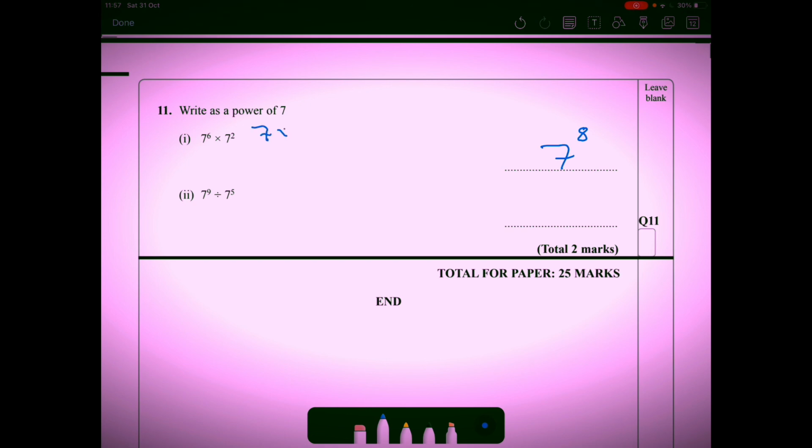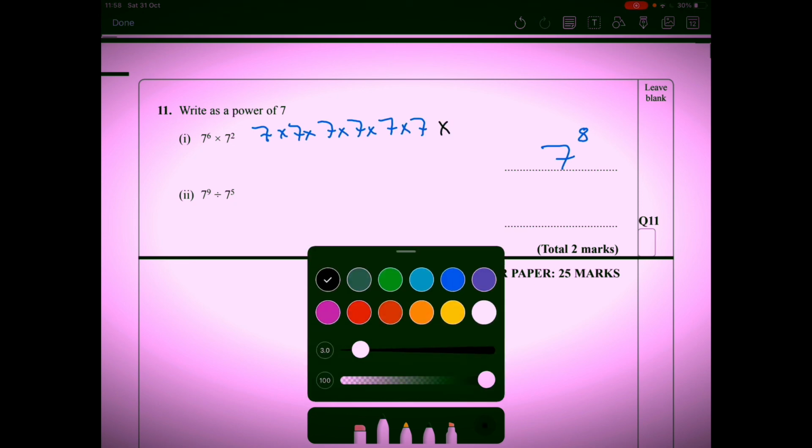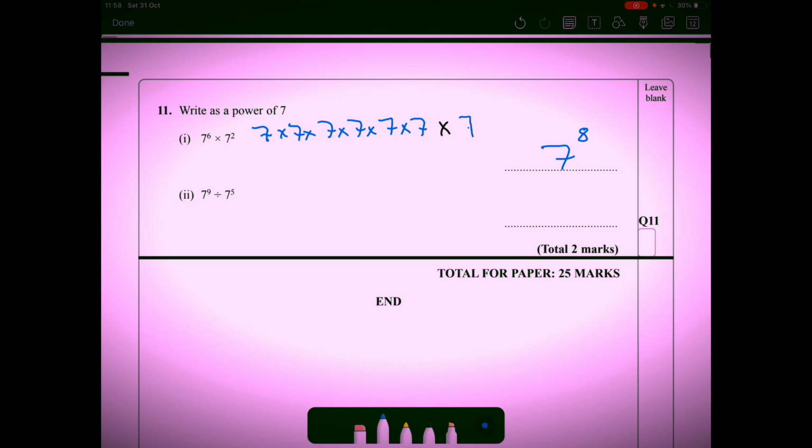7 to the power of 6 can be written like this. That's 7 to the power of 6 multiplied by 7 to the power of 2. Hopefully you can see there that what we've got altogether is 7 to the power of 8. That's why this answer is what it is.